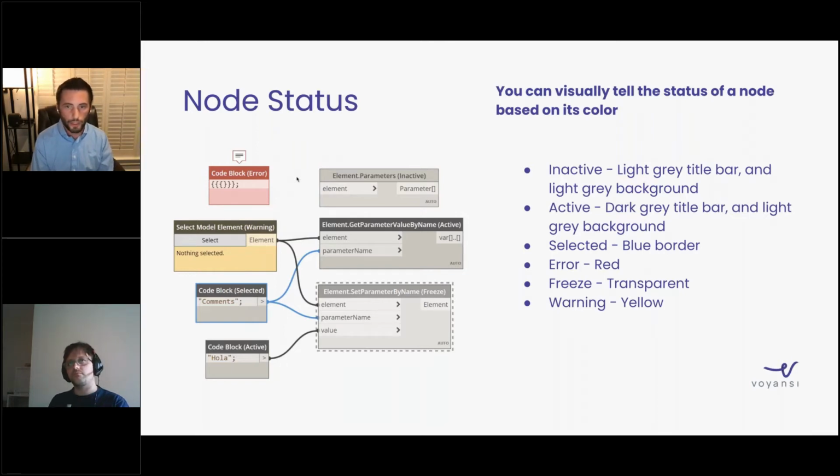Nodes that you're actively working on have a dark gray title bar and light gray background. If you've selected a node, as you can see, you get this blue selection ring. And you can see these, again, just another example of the wires connecting different nodes. If the node is frozen, it's transparent. And what that means is basically that node isn't doing any calculation or any action on the data that you're working with.